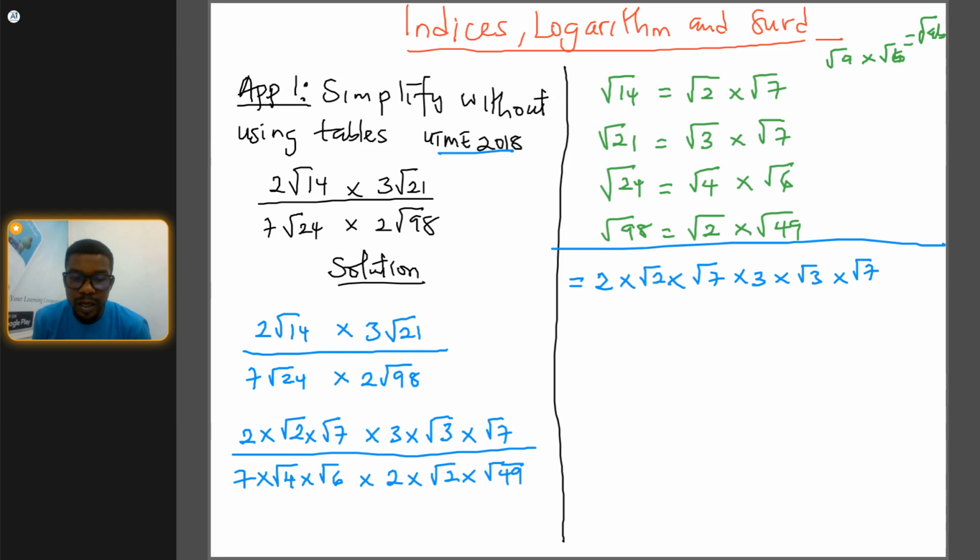So root 7 does not have a perfect root. Root 3 also does not have a perfect root. So we have it as it is. No need of writing it in decimal. It has to be in short form. So we have 7 here.